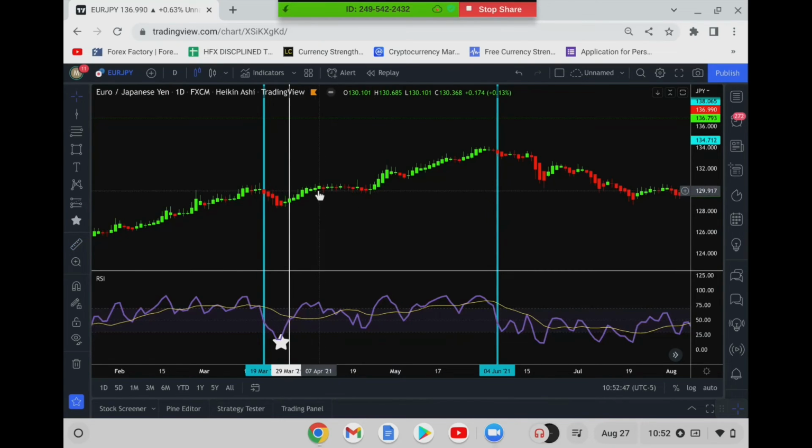Now, if I would have been looking for an entry on this continuation, right, not only can you look for price to come down to this oversold range, but you can also look for price to come to the home base for continuations, right? So we had price pull back down to around our home base area.